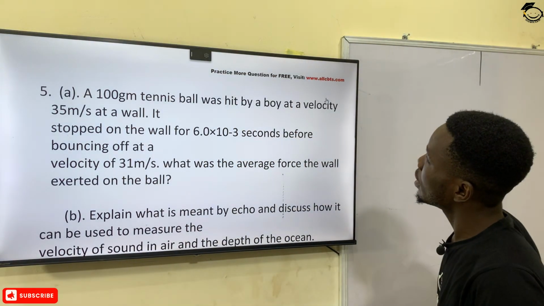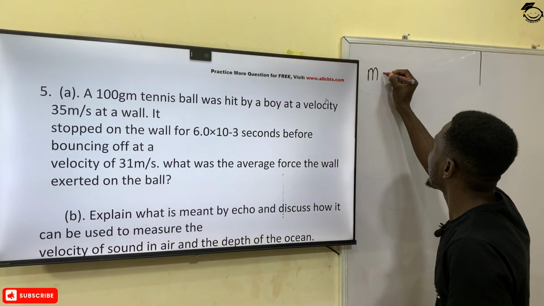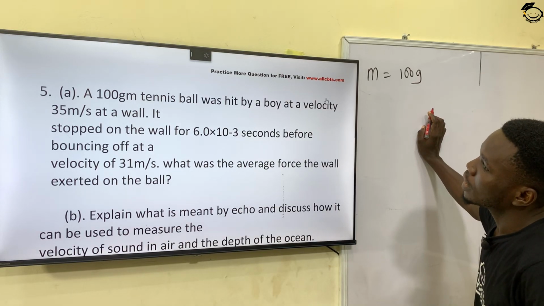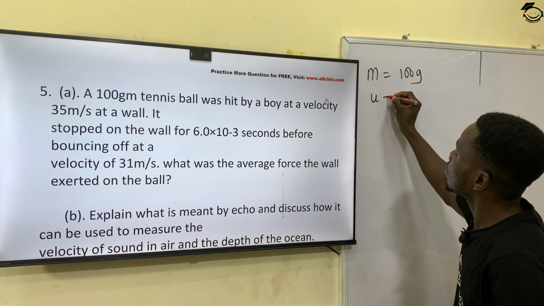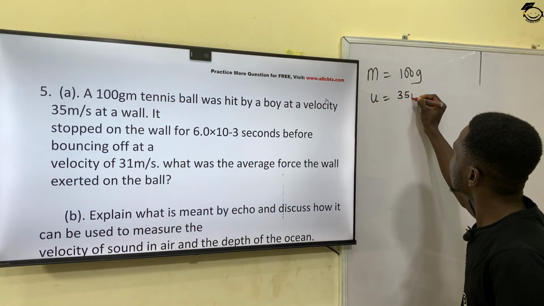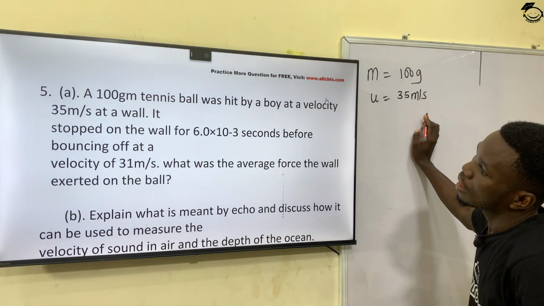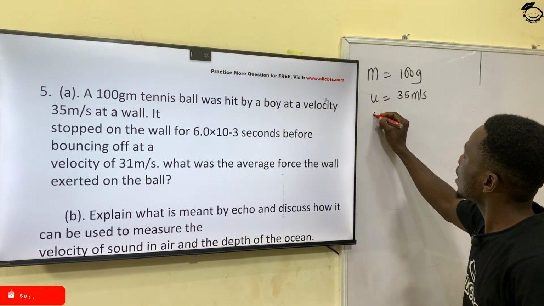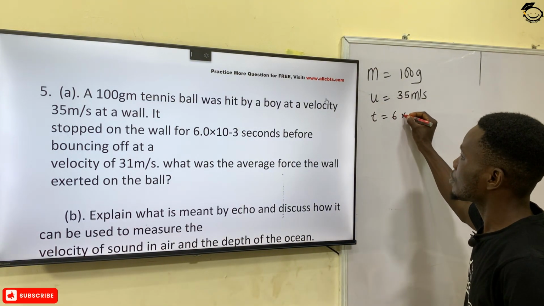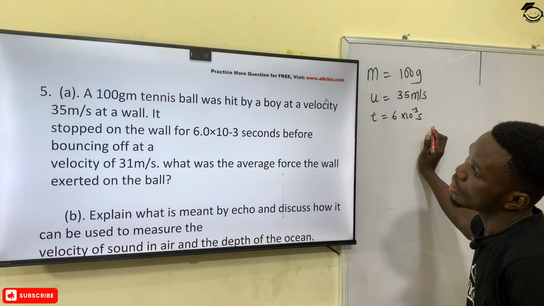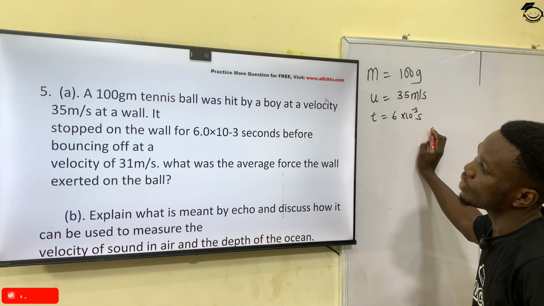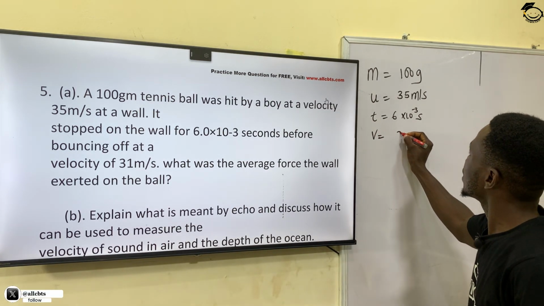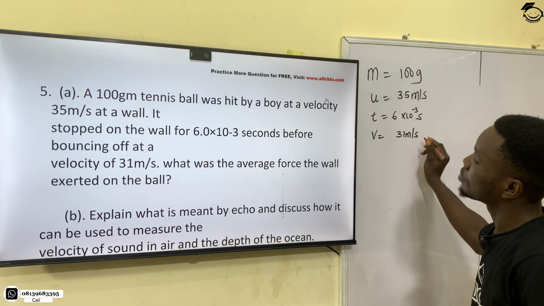a 100-gram tennis ball. So we're given the mass of the ball as 100 grams. Was hit by a boy at a velocity. So we're given the initial velocity of the ball as 35 meters per second at a wall. It stopped on the wall for, so the time it takes to stop on the wall is 6 times 10 raised to the power minus 3 seconds before bouncing off at a velocity. So it bounces off from the wall at a velocity of 31 meters per second.